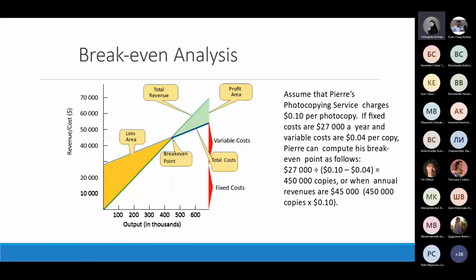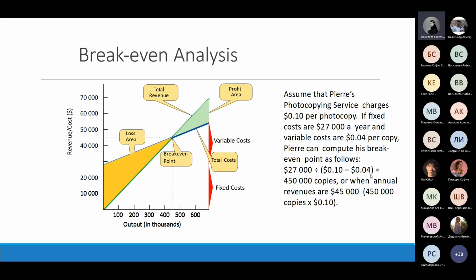Let's see the example at the right. If we assume that Pierre's photocopying service charges 0.10 dollar per copy, and fixed costs are 27,000 a year, and variable cost is 0.04 per copy, we can calculate the break-even point in the number of copies. So we calculate in brackets the contribution margin per unit, so 0.10 minus 0.04. So 6 cents is the contribution from each photocopy.